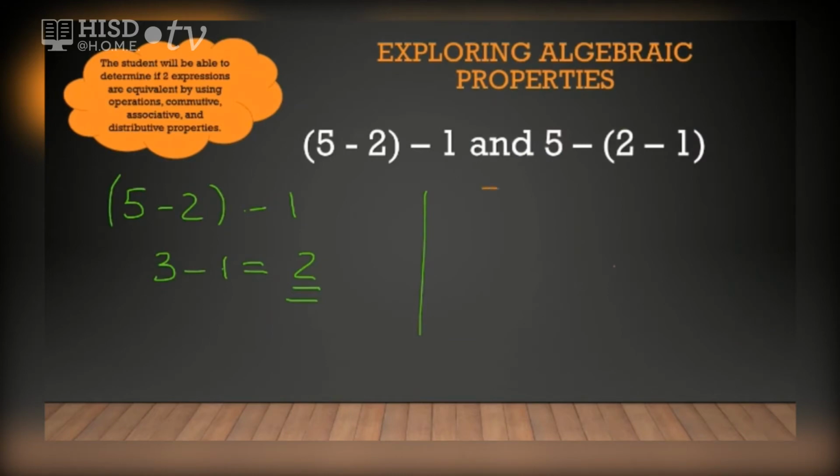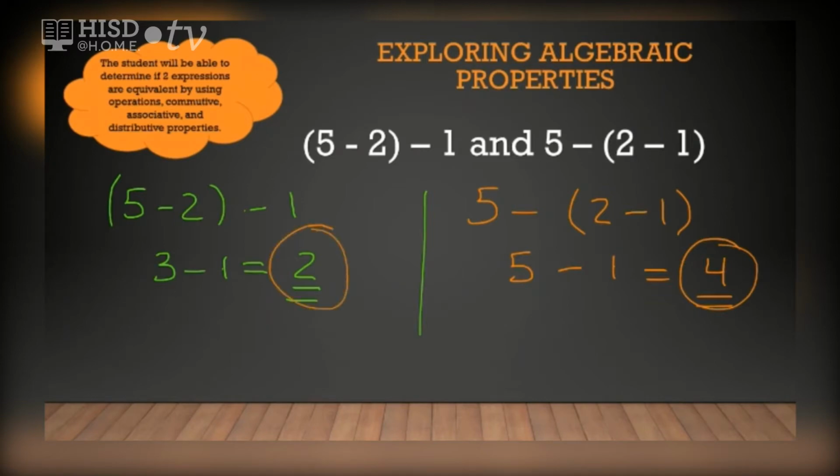We have 5 minus 2 minus 1, and the parentheses now is going to be on the second part of the expression. So I have to start with 2 minus 1, which is equal to 1, and then I'm going to subtract 5 minus 1. This one, the result is going to be equal to 4. So I can see that the associative property does not work on subtraction.